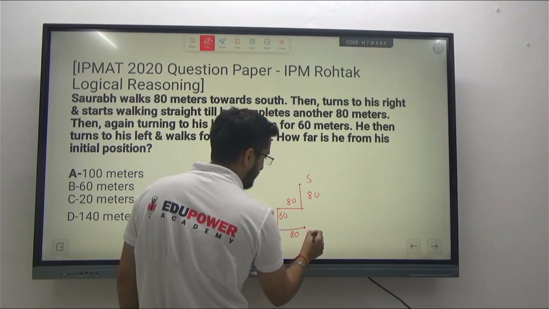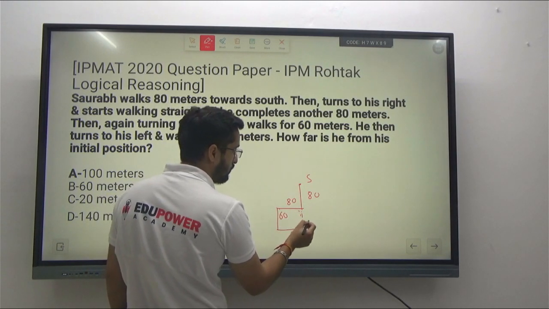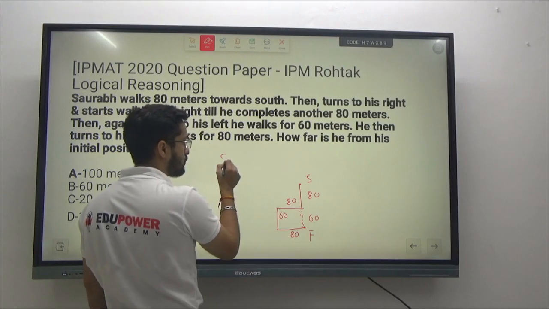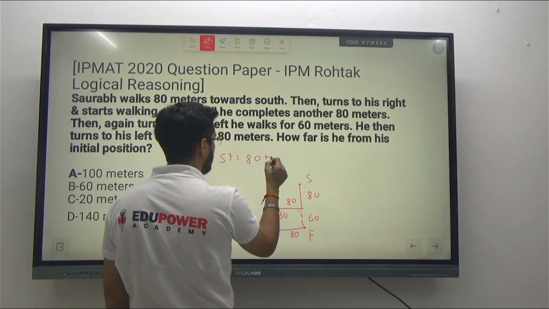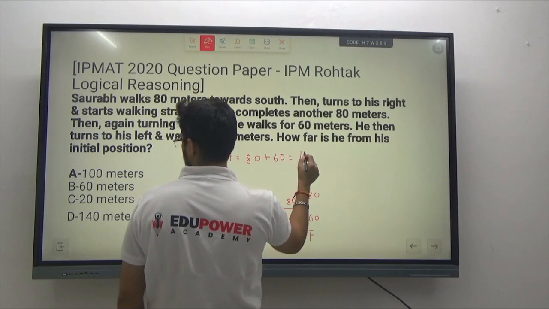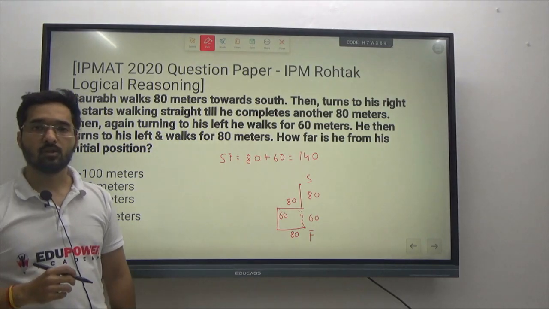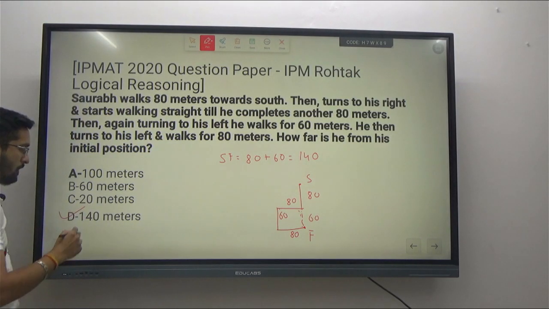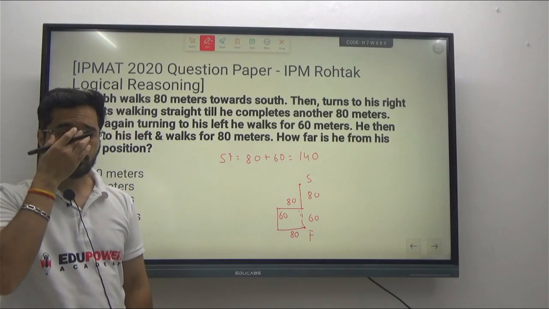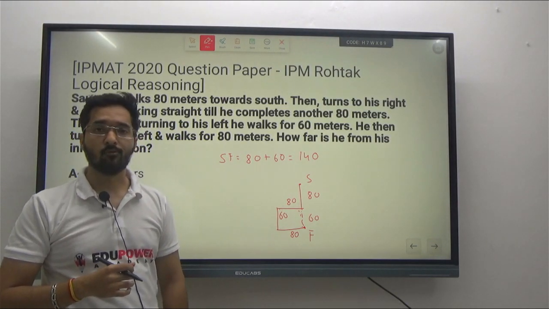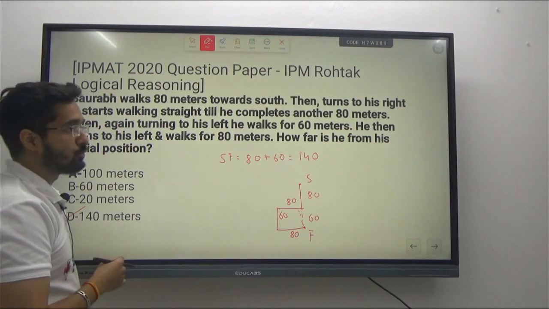So this is the final position. We need to tell how far he is from the initial position. So this value will be 60, and this complete distance will be 80 plus 60, that is 140 meters. Answer D, 140 meters. So he is 140 meters away from the starting point. I hope the question is clear to you.